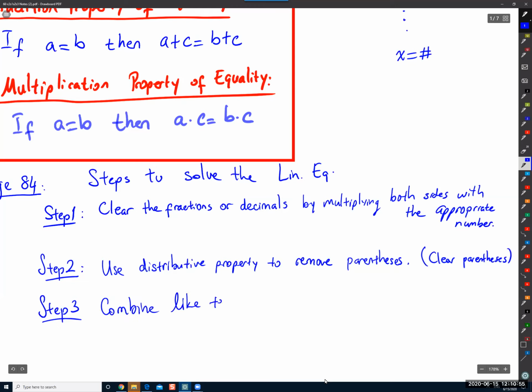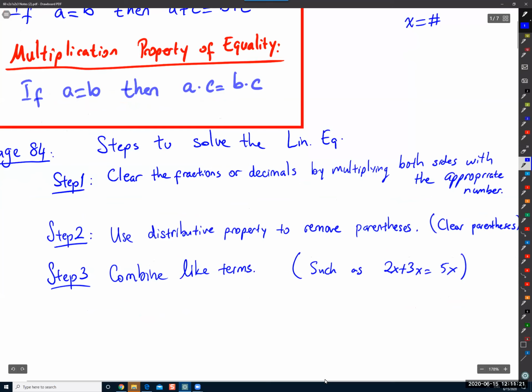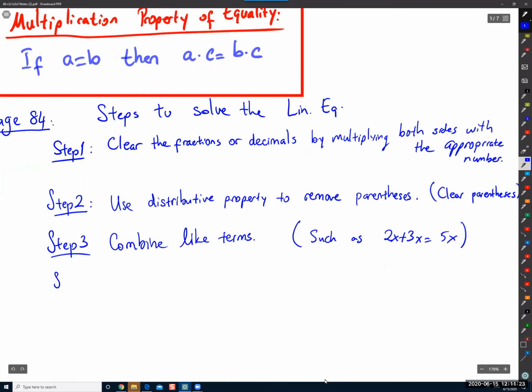What does combine like terms mean? Such as 2x plus 3x. These are like terms, which is 5x. The same variable raised to the same power gives like terms. You'll recognize them easily: number to number, x to x, y to y. And if it's possible, step 4.